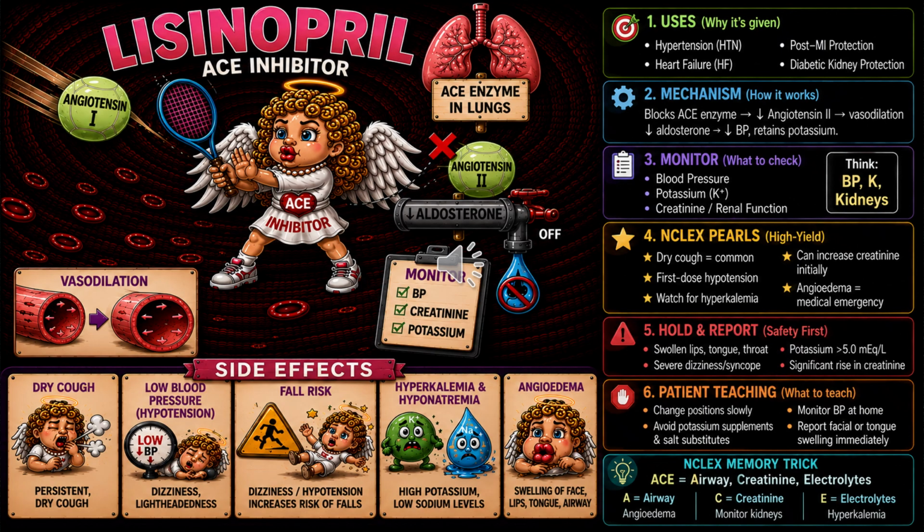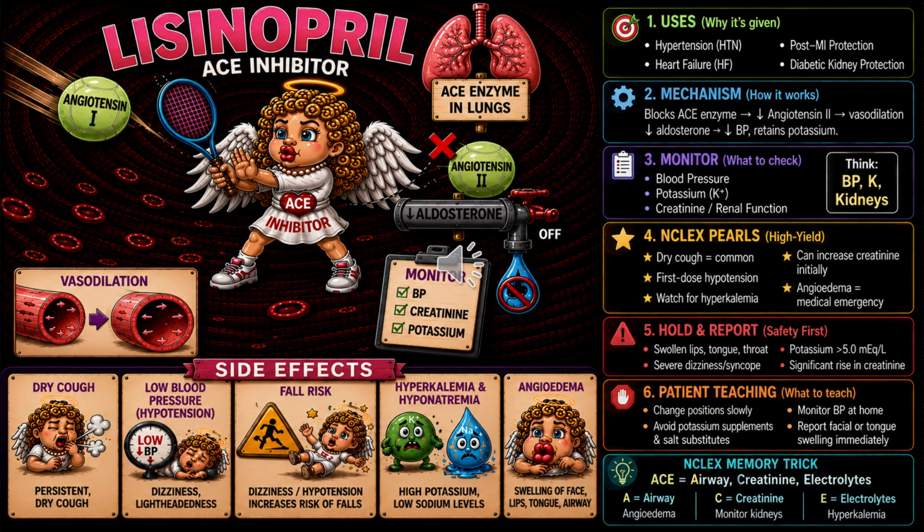Okay, as far as Lisinopril goes, what uses do we normally see with this medication? Well, normally it's one of our first go-to meds for hypertension to decrease high blood pressure. It also might be used to help treat some other similar diseases such as heart failure, post-MI protection, and also our diabetic kidney protection as well.